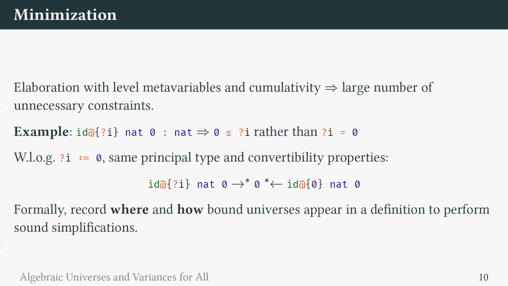But we can see that without loss of generality, we can actually set this variable to 0 without changing the principal type of the application, and without changing the convertibility behavior of this expression, because both ID at the meta variable i and ID at 0 reduce to the same term, so they're convertible. To do that in a sound way, we will need to record where and how the bound universes or the meta variables appear in a definition to perform sound simplifications like this one.